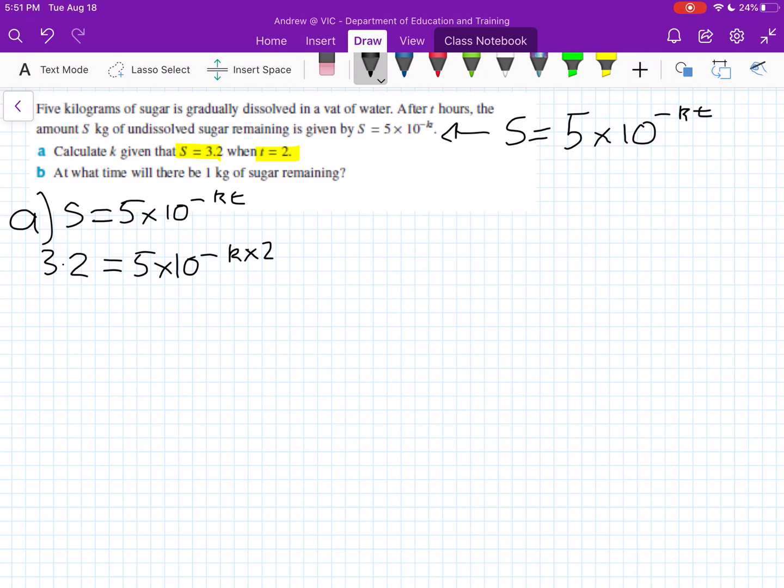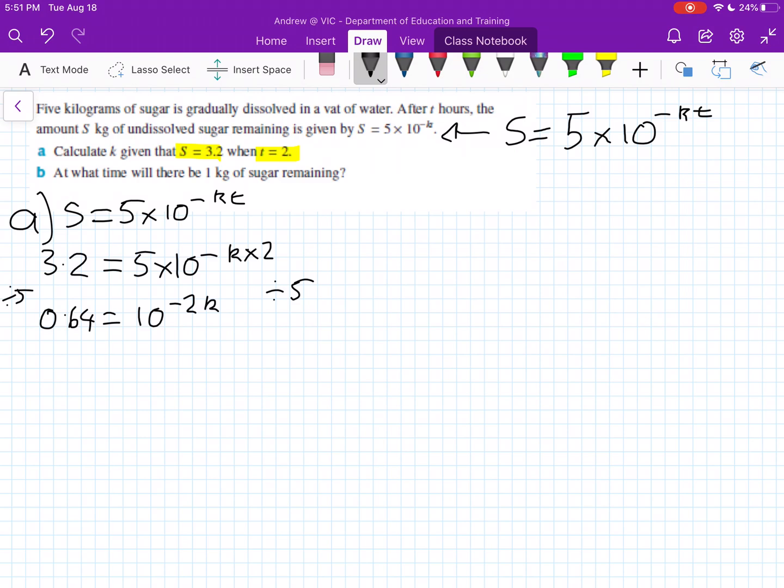So what we need to do now is break this down so we can get rid of this times 5, so we can divide both sides by 5. So 3.2 divided by 5 is equal to 0.64, which equals 10 to the negative 2k. I'm just rearranging it so it looks a little bit better. So now we've got our exponential looking like this. Hopefully you realize you can convert this to a logarithm.